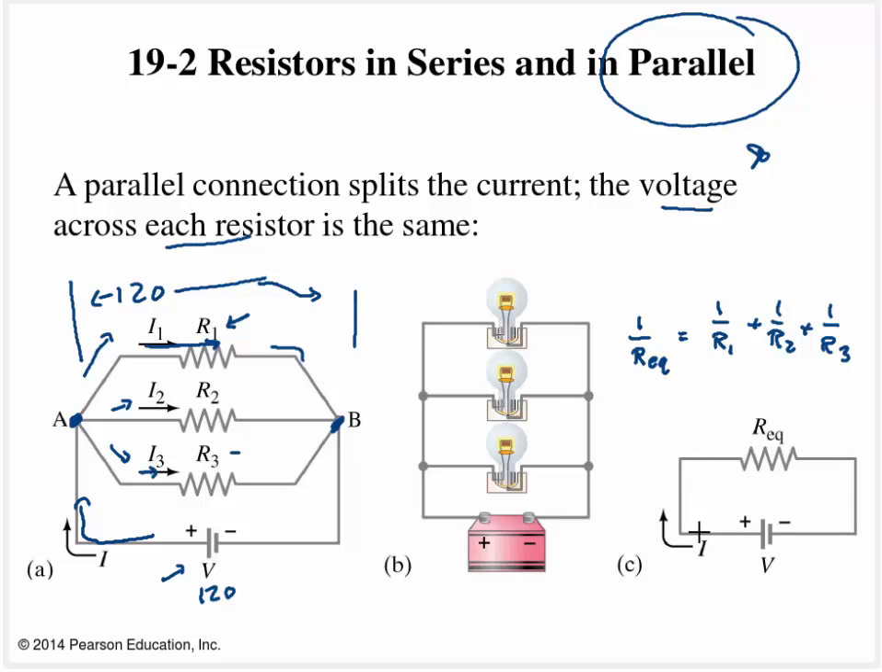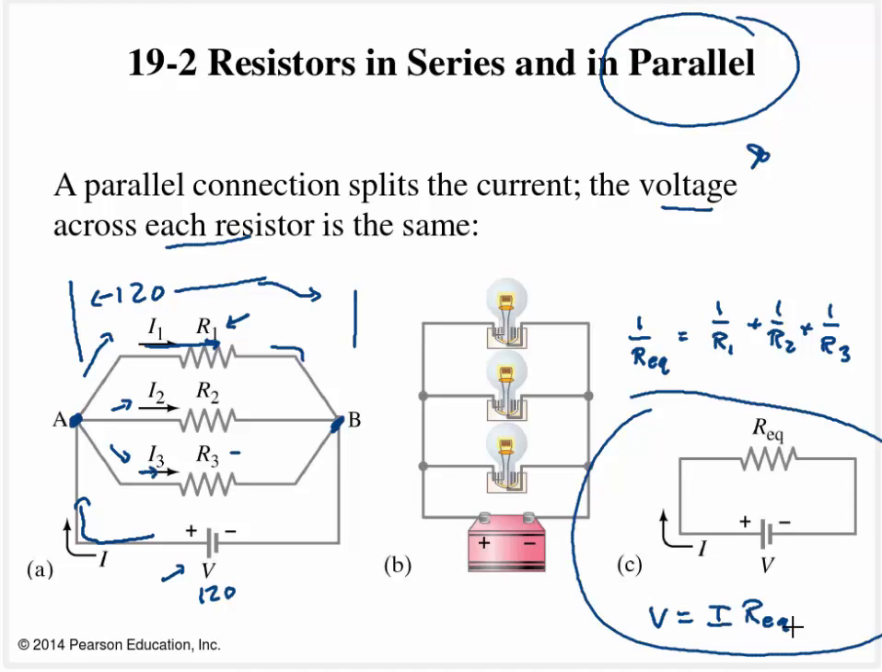What we'd like to do is boil this down into some equivalent resistance like we did with series, and then say, hey, we know that V is equal to I times R equivalent. Very typically we're given R1, R2, and R3, so if I know what this equivalent resistance is, and I know what the voltage is, I can solve for the current flowing through these.